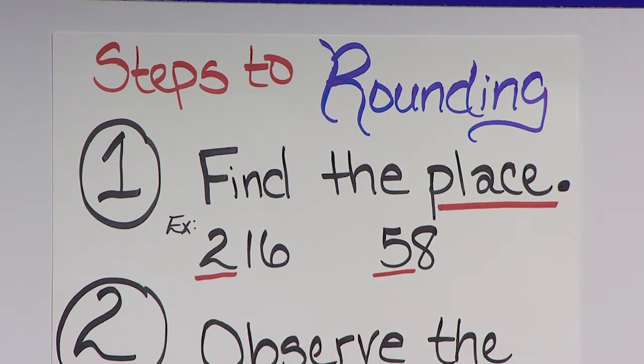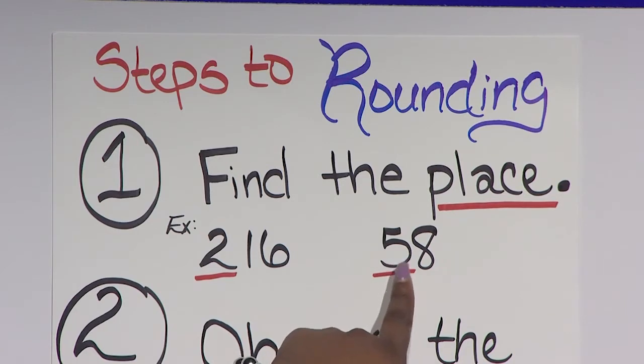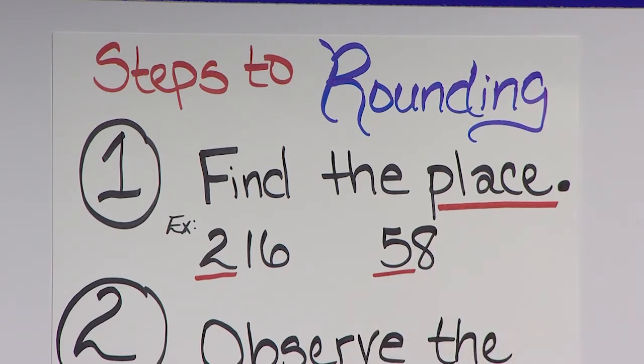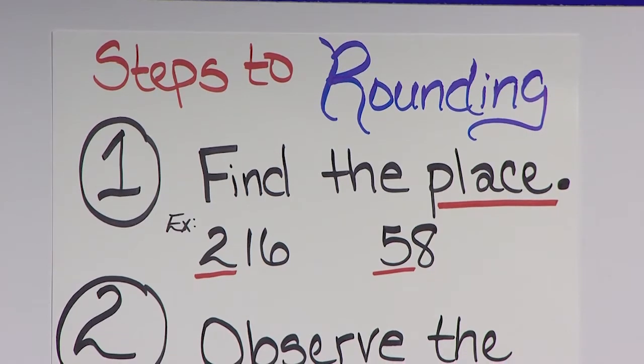Here, what did we say? 58. Let's say it again. 58. What does that tell me? The 50. That's my tens place. So I'm rounding to the nearest what? Tens. Good. Now let's look at step 2.